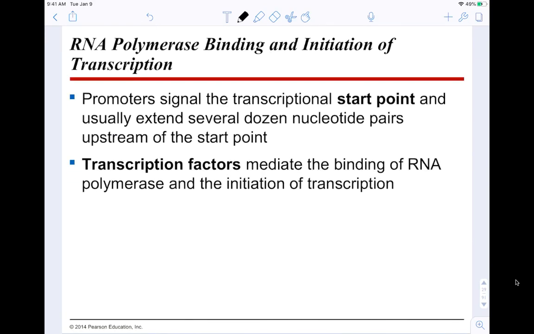Okay, so RNA polymerase binding and initiation of transcription. We have promoters that signal the transcriptional start point. Promoter promotes the start. It usually extends several dozen nucleotide pairs upstream of the start point. So it's actually a little bit ahead of where you actually need to start your transcription.